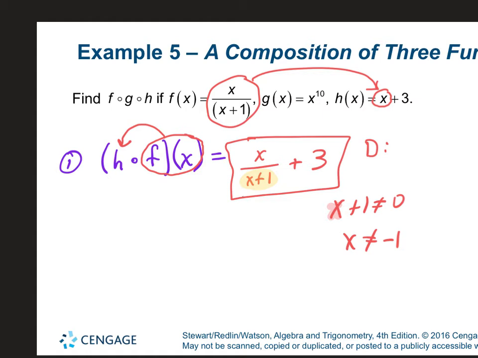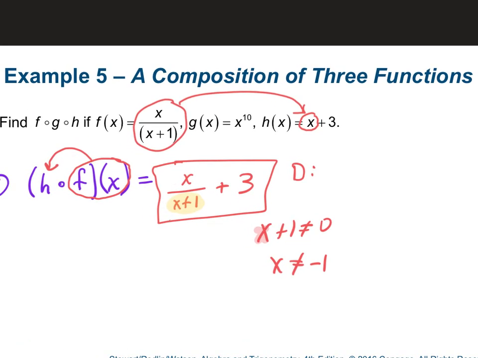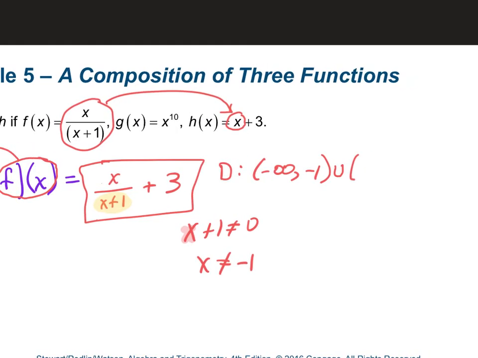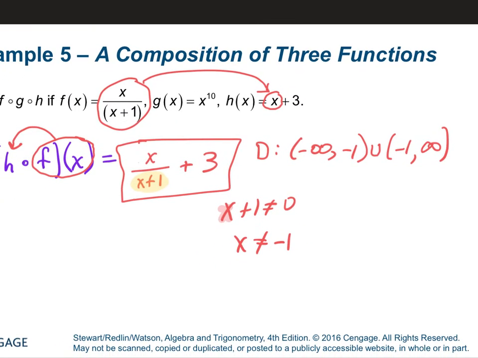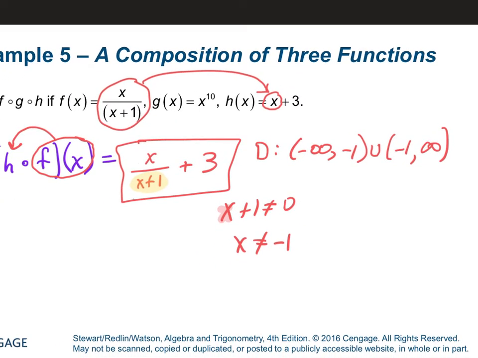It could be any number in the world except for what? How would I say that? Negative infinity to negative 1, and then negative 1 to infinity. It can be any number in the world except for negative 1. It can be anything but that. Everybody see that? Yes or no?